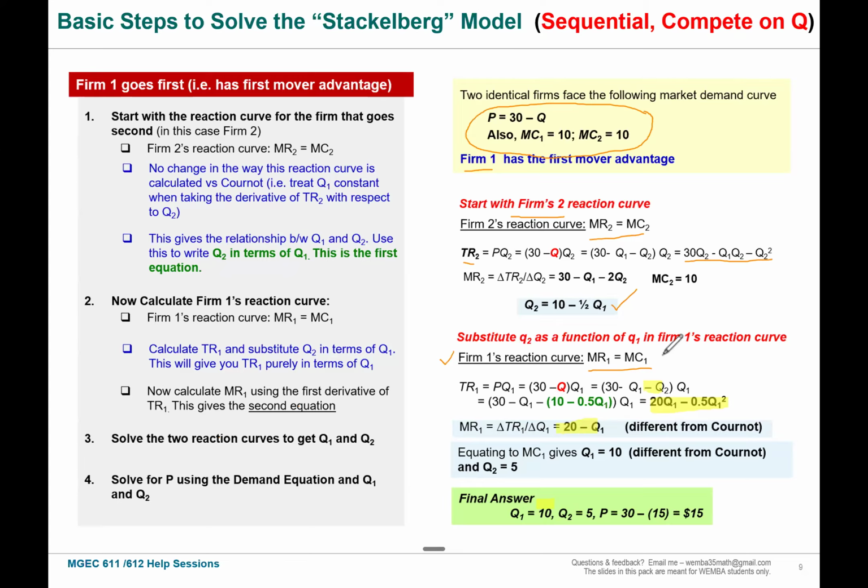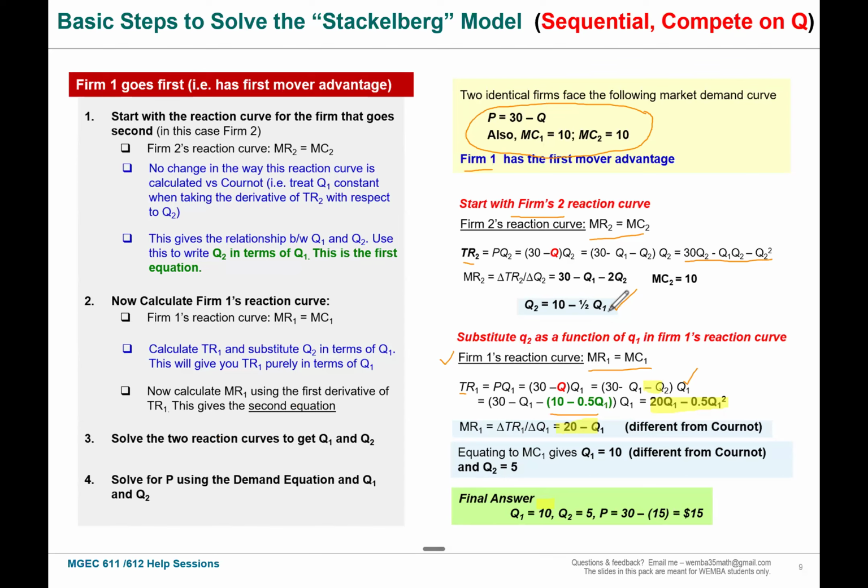So this is similar. You get TR1, which is P times Q1. But now the trick, before you differentiate, you replace Q2. So 30 minus Q1 minus Q2. You replace Q2 with firm 2's reaction curve.